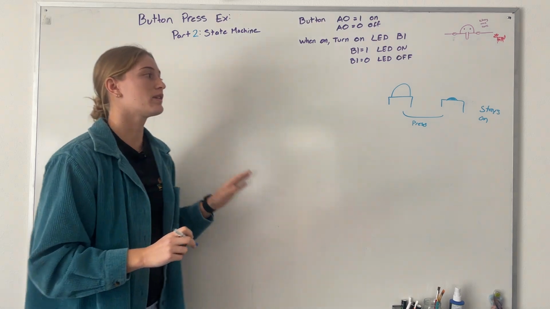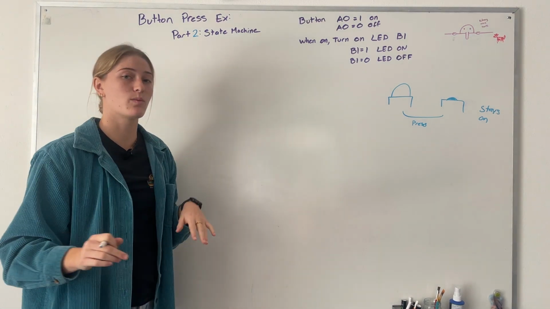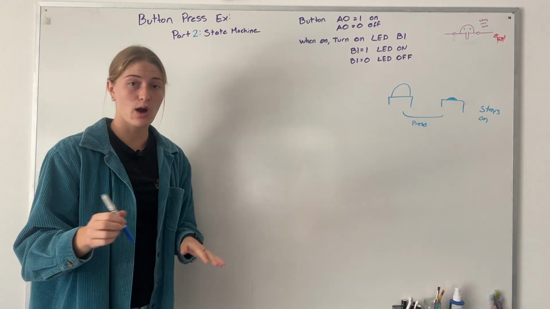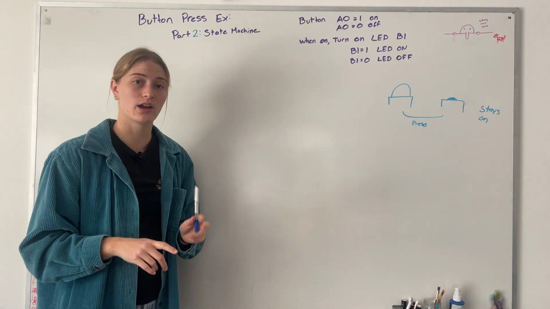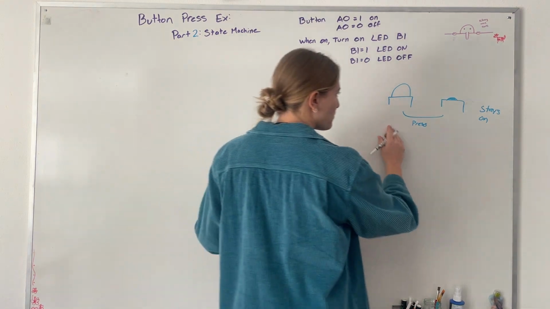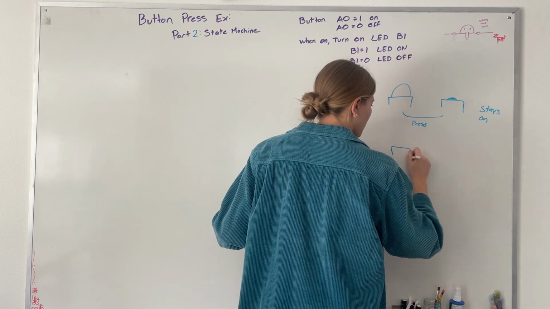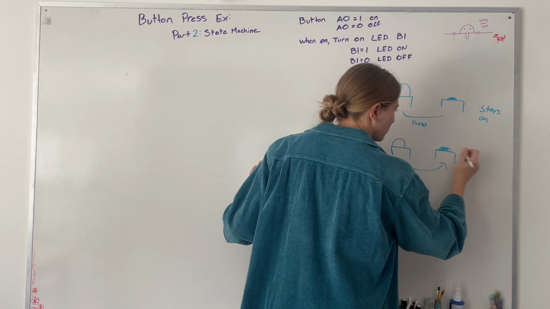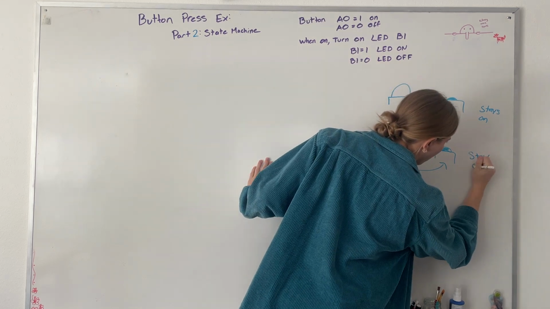Well, if you remember the last problem we just did in part 1, it was a press and hold button to turn on our LED, which is B1. Now we want to have the LED stay on if we release the button. Well, that's going to be a little more tricky. If we press it, we want it to stay on. What happens when we press it and we want it to stay off? Stay off.